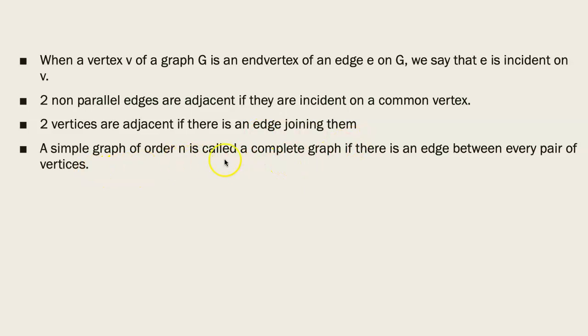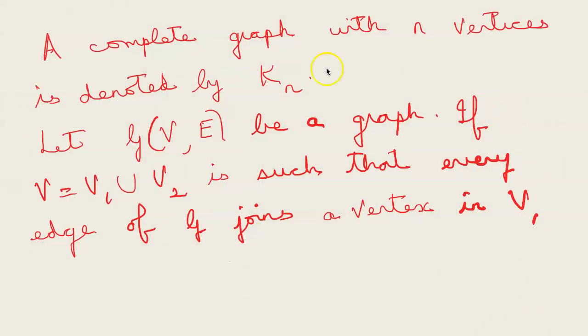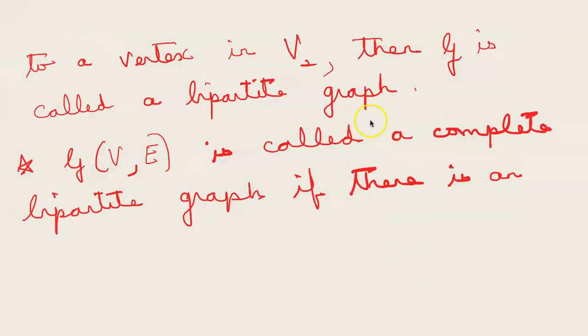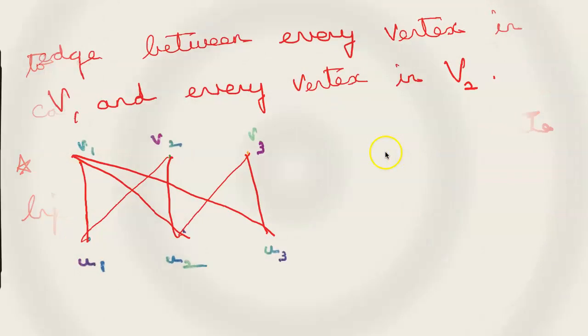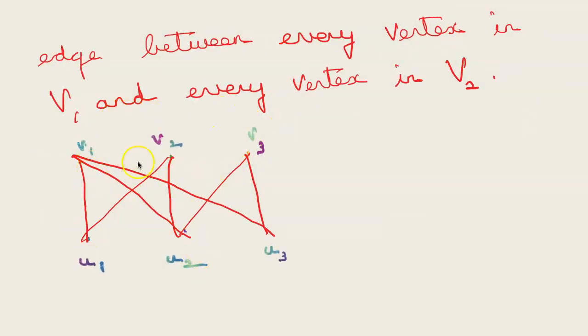A simple graph of order n is called a complete graph if there is an edge between every pair of vertices. A complete graph with n vertices is denoted by Kn. So let G be a graph. If the vertex set can be partitioned into V1 union V2 such that every edge of G joins a vertex in V1 to a vertex in V2, then G is called a bipartite graph. And G is called a complete bipartite graph if there is an edge between every vertex in V1 and every vertex in V2. So this is a complete bipartite graph.